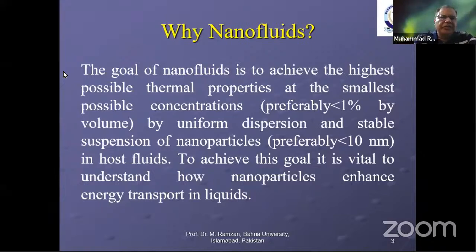Why nanofluids? The goal of nanofluids is to achieve the highest possible thermal properties at the smallest possible concentrations, preferably less than 1% by volume, by uniform dispersion and stable suspension of nanoparticles, preferably less than 10 nanometer size in most fluids. To achieve this goal, it is vital to understand how nanoparticles enhance energy transport in liquids.